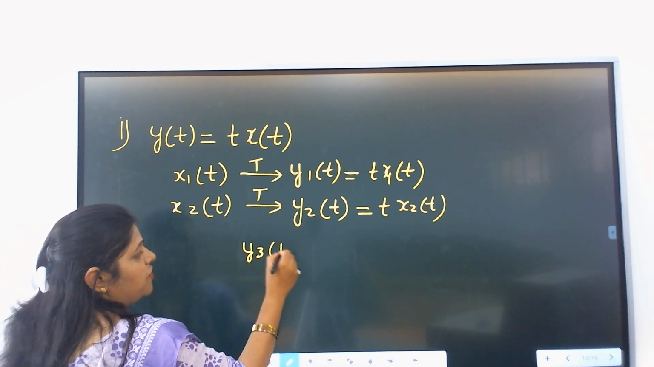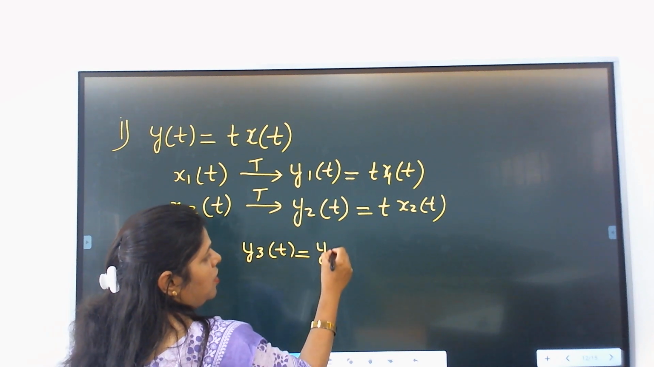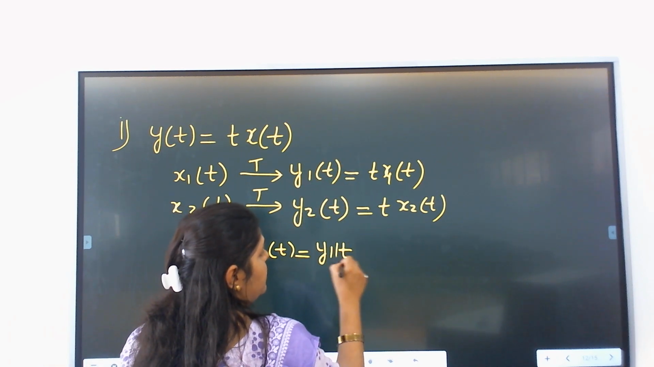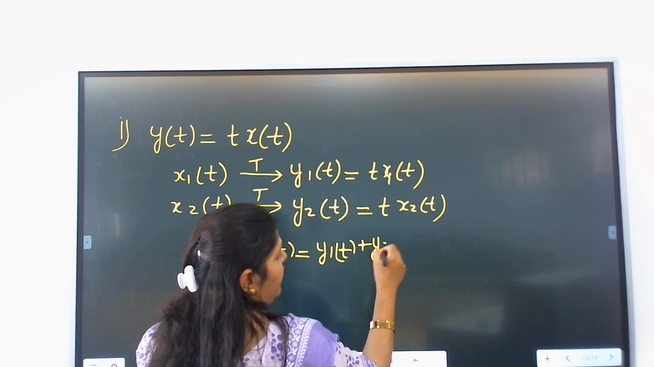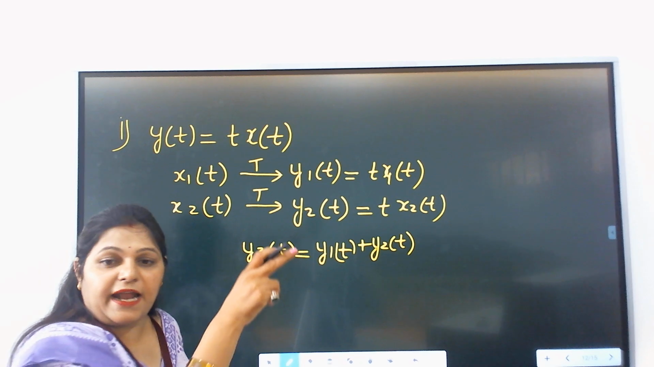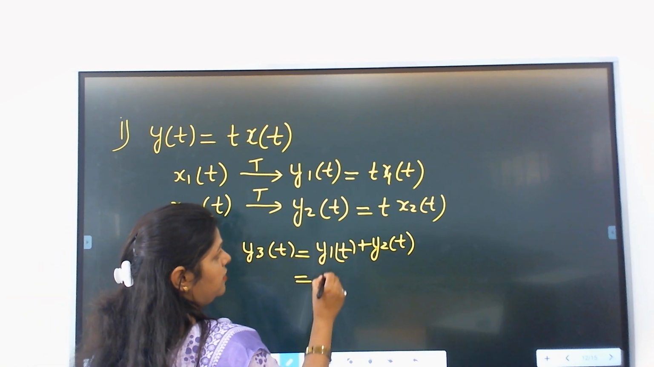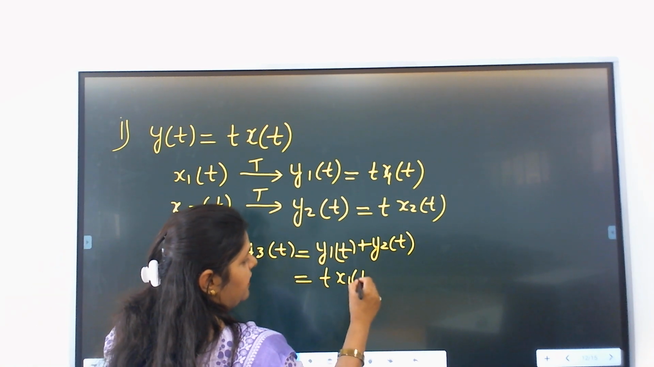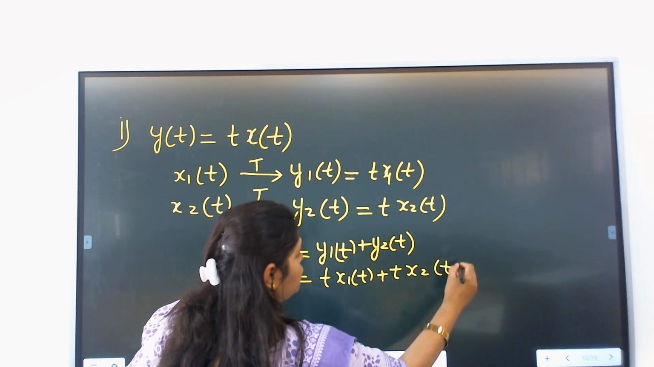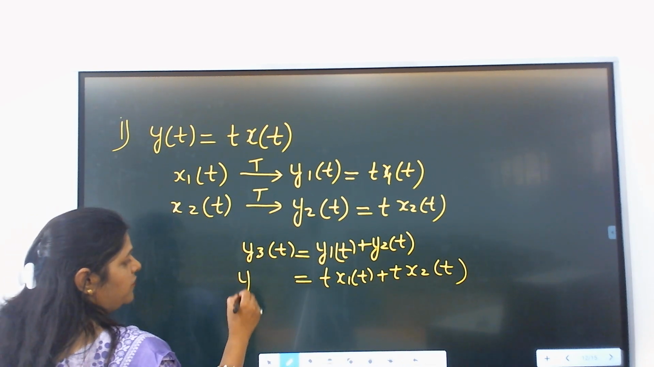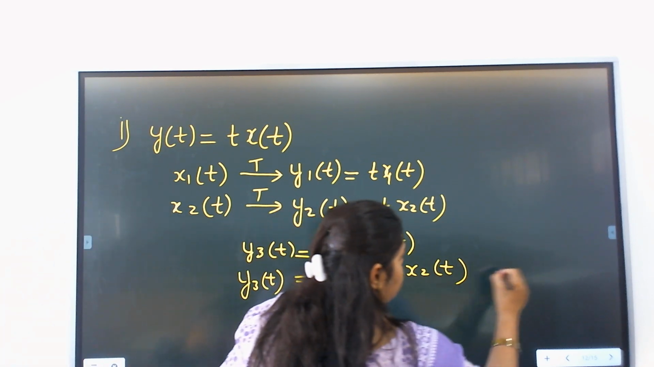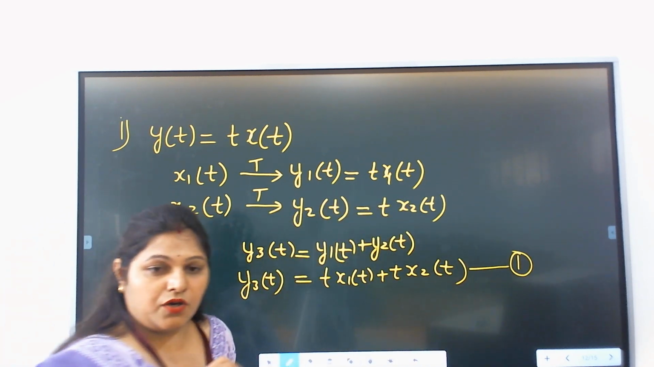Then y3(t) equals the combination of both outputs, y1(t) plus y2(t). We put the values of y1(t) and y2(t): t x1(t) plus t x2(t). This is the value of y3(t), equation 1.